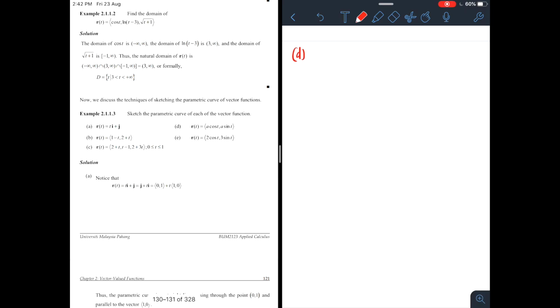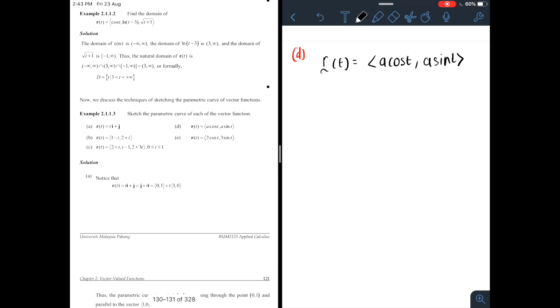For question D, you have been given a parametric or vector function in the form of trigonometric functions. So in this case, you will get vector r(t) is equal to a cosine t and a sine t. If you don't have any idea on how to solve this problem, why don't you try to present it in a form that you are familiar with.